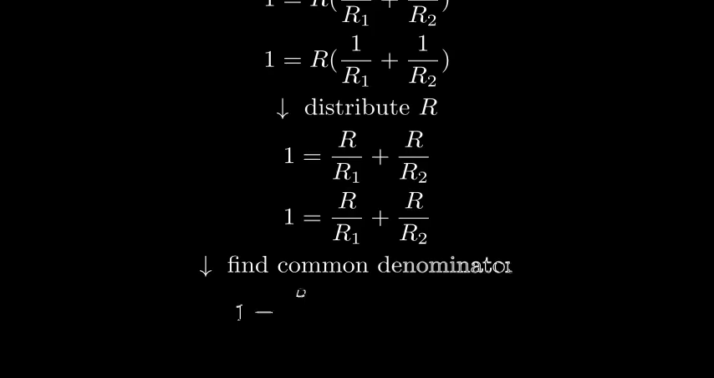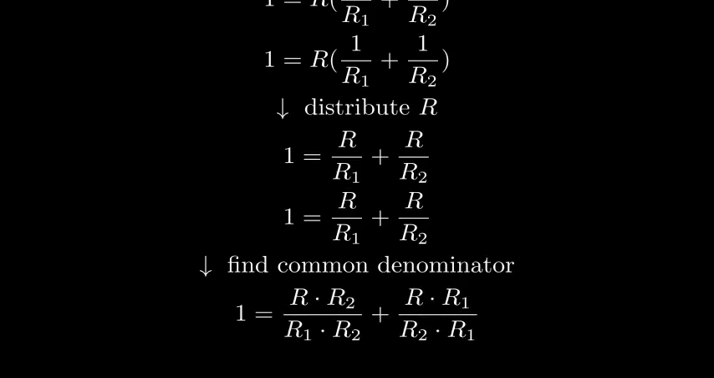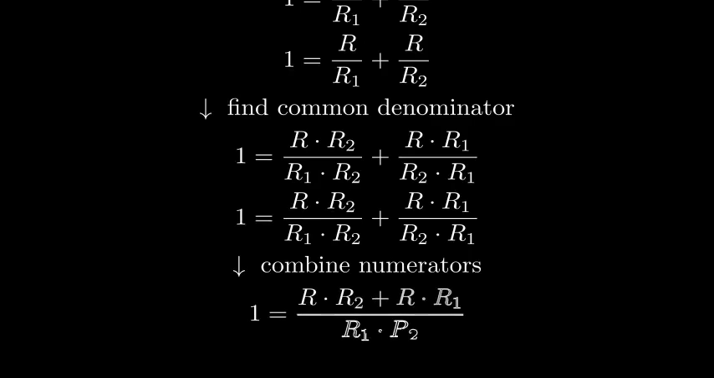Now, we'll find a common denominator for the right side by multiplying the first fraction by R2 over R2 and the second fraction by R1 over R1. This gives us fractions with the same denominator, R1 times R2. Now we can combine the numerators.